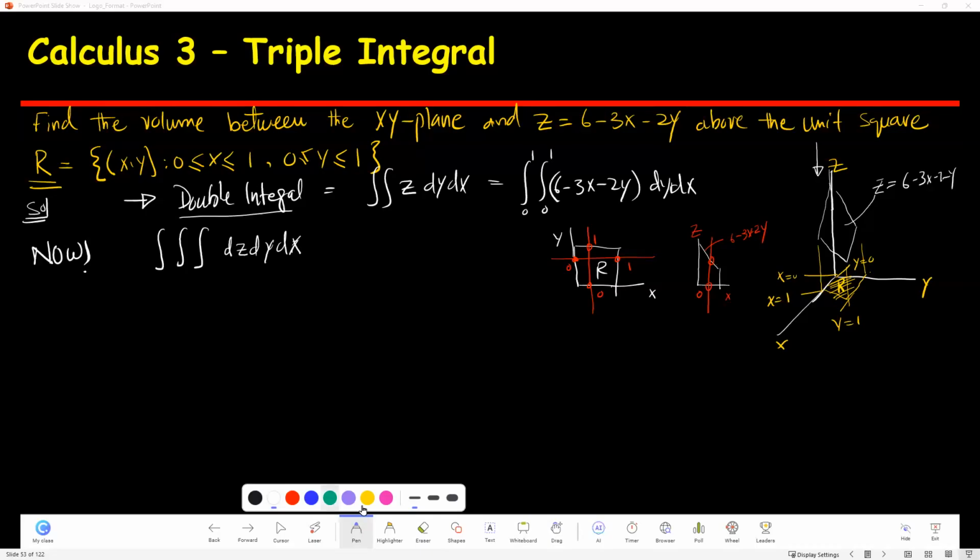And I'm going to substitute the values of these limits: 0, y equals 0, x equals 0, because everything starts from the bottom, it doesn't matter if I go here, here, or here. The upper limit of z equals this plane, since it's cutting over here, this is the z value. So I'm going to substitute z equals 6 minus 3x minus 2y. Here I'm going to substitute y equals 1 and x equals 1.